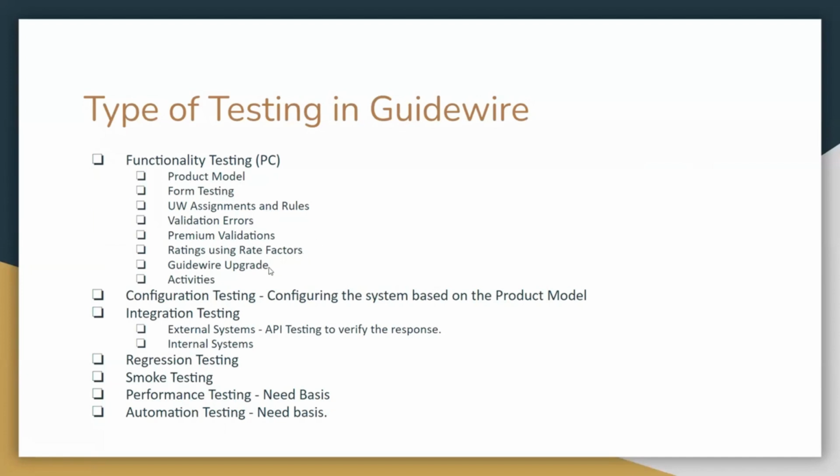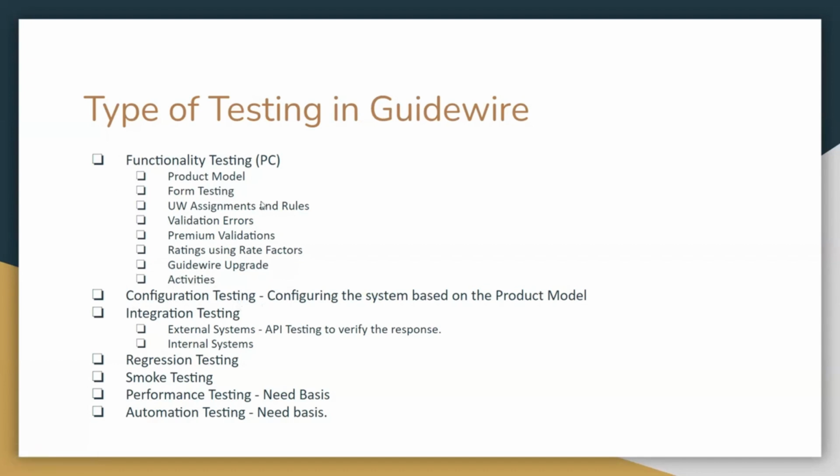Guidewire upgrade, unfortunately we cannot do it, because a Guidewire upgrade is usually when the client is moving from one version to another. But some projects are Guidewire upgrades also. If any client wants to move from Guidewire 9.0 to 10.0, those projects are called Guidewire upgrade projects. And activities like work plan, any risk, any task assigned to an underwriter or agent, that is also one of the important things from the functional perspective.